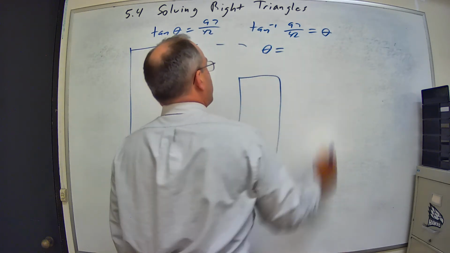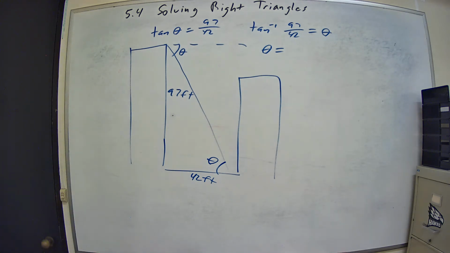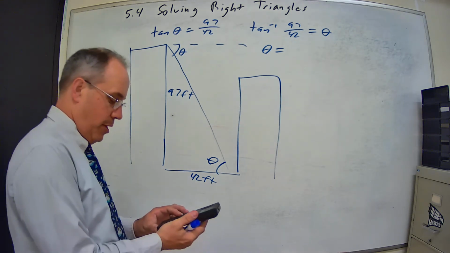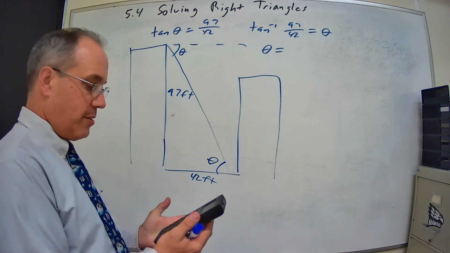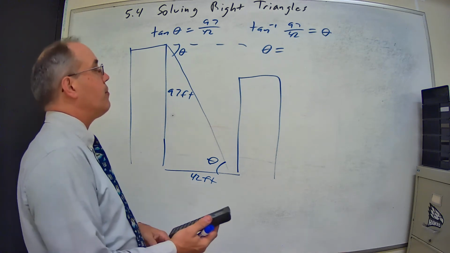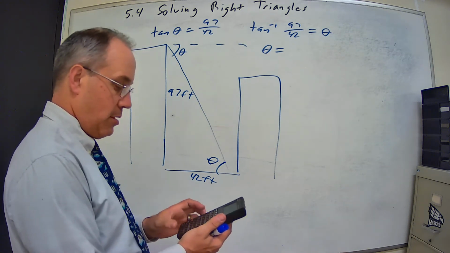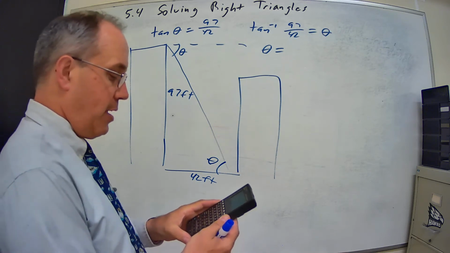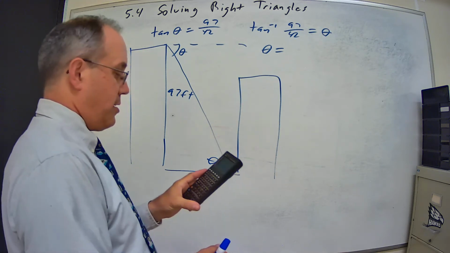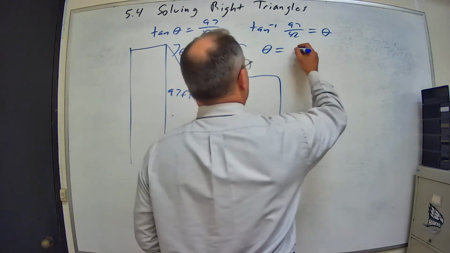So theta is equal to, get my calculator again, 97 divided by 42 gives us approximately 2.30952. And then we want the inverse tangent of that, which gives us 66.5878858. So approximately 66.6 degrees.